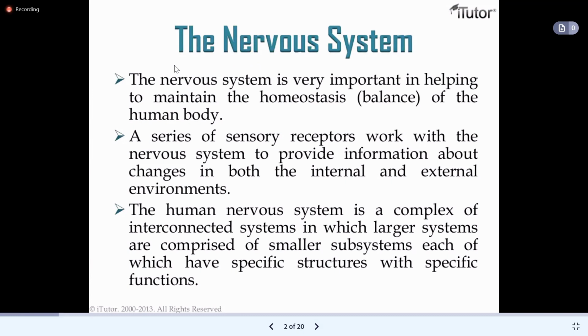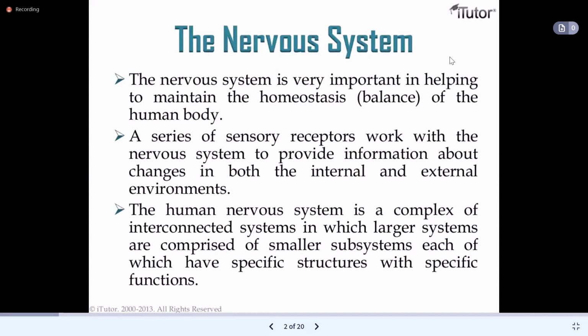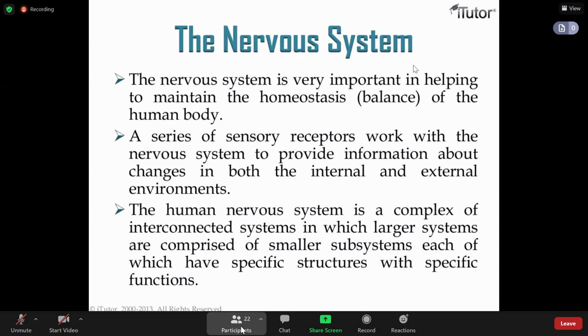This system is balancing. What is it in homeostasis, the balancing of the human body. What is health? Both physical and mental well-being is good health. When the body is healthy physically and mentally and stable, it is good health. So the nervous system helps to maintain the homeostasis of the human body, its balance.